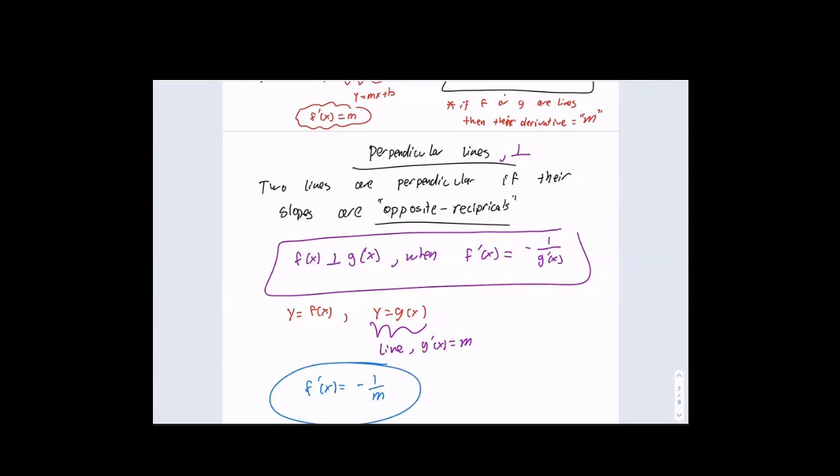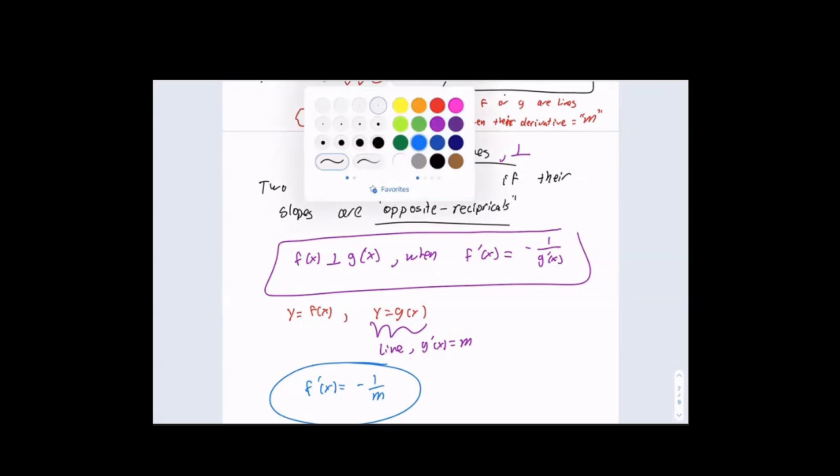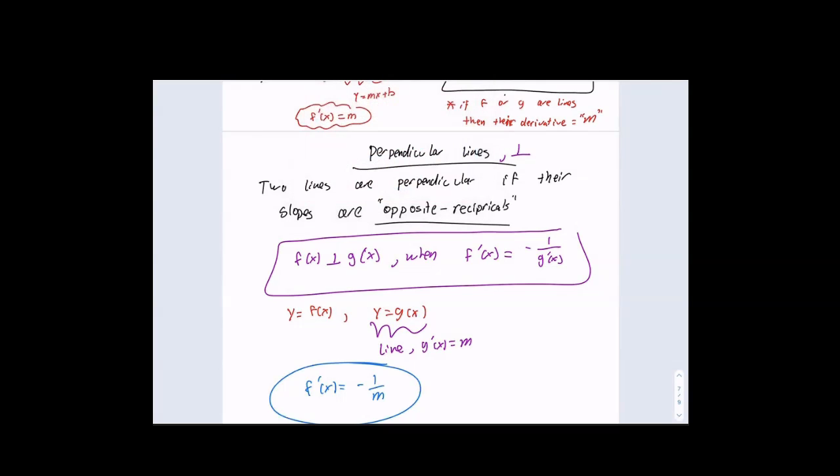Technically you're finding the derivative of both functions. But if it's a line, just solve for y equals to determine what the slope is going to be. Oh, the slope's going to be 8. So I'm going to set the derivative to negative 1 over 8. Oh, the slope is negative 2. So I'm going to set the slope to positive 1/2.